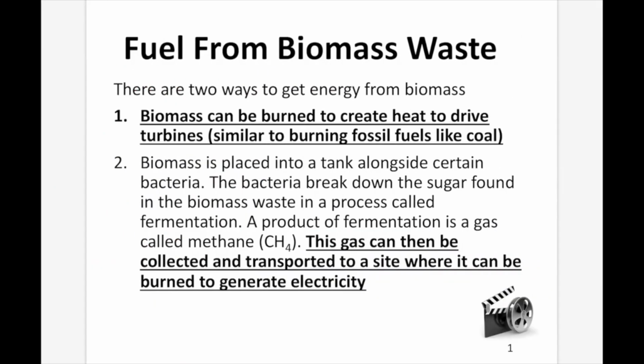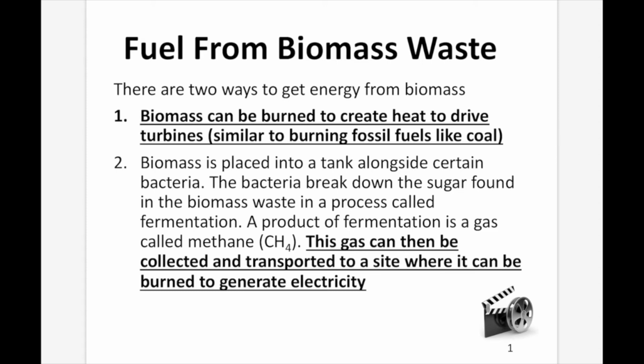Fuel from biomass waste. There are 2 ways to get energy from biomass. Biomass can be burned to create heat to drive turbines, so that's similar to burning fossil fuels like coal. And the second way is by placing biomass into a tank alongside certain bacteria. The bacteria break down sugar found in the biomass waste in a process called fermentation. A product of fermentation is a gas called methane. This gas can then be collected and transported to a site where it can be burned to generate electricity.